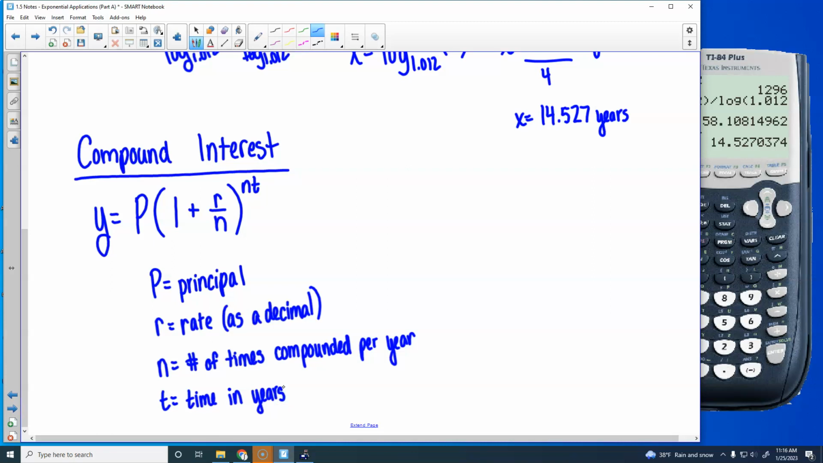If you think about it, that's what we did. We took our rate when it was months, we divided it by 12. That was the number of times compounded per year. And then we took our years and multiplied it by 12. So we did N times T here to get that. So that is exactly what we did. It's just in formula form. So if you prefer a formula, this is fine.